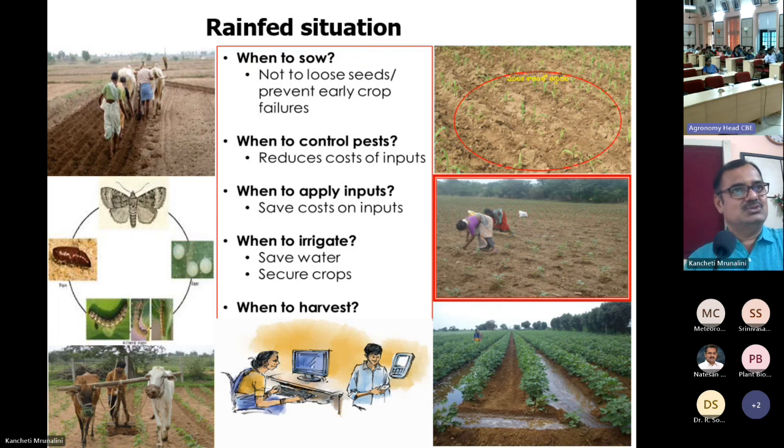And when to apply inputs. As I told, whenever optimum soil moisture is there, only then, if you apply the inputs, will the use efficiency be more. Otherwise, there will be a reduction.